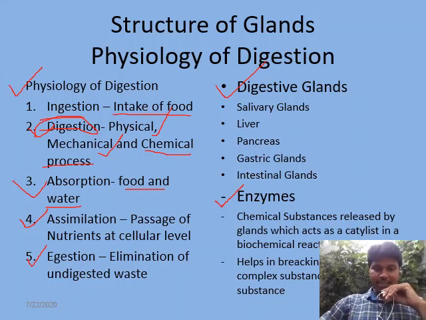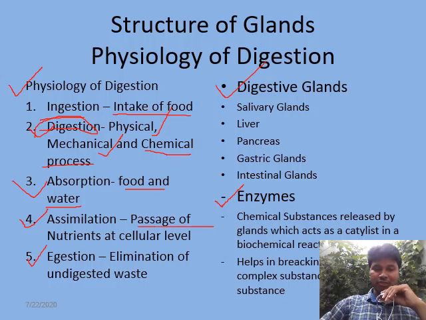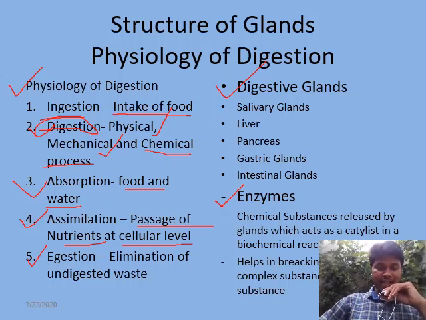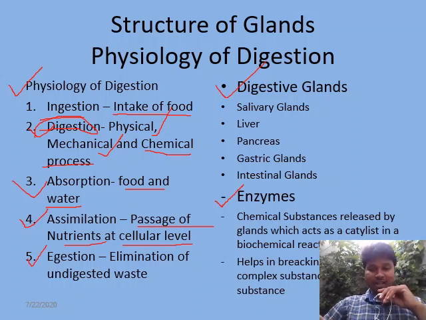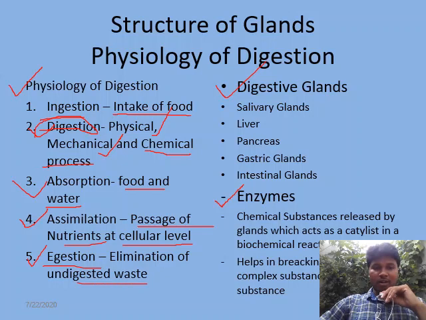The next part is assimilation. This is nothing but the passage of the nutrients or food molecules at the cellular level. Okay, so whatever food is absorbed reaches each and every cell so that it can carry out the respiration process. In cellular respiration, the energy is released with which we are able to do all these activities. Okay, next, defecation. That means whatever undigested waste is created out of digestion will be eliminated. Okay, so this is defecation.